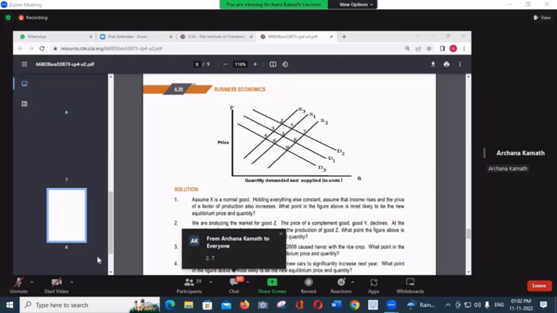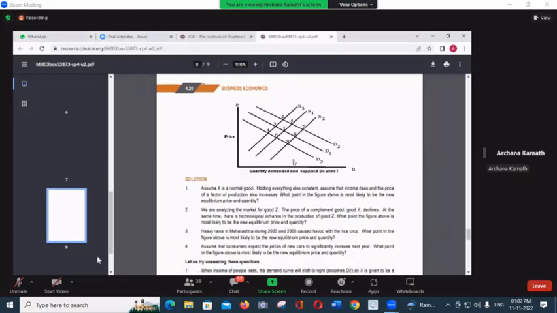Okay, third one. Can you see the third one? Okay, now it's visible. In Maharashtra, during rain, there is a problem with the rice crop. And what point in the figure above is most likely to be the new equilibrium price and quantity? Four, madam. Please put your answers in the chat box, and please wait for the others to give the answers.